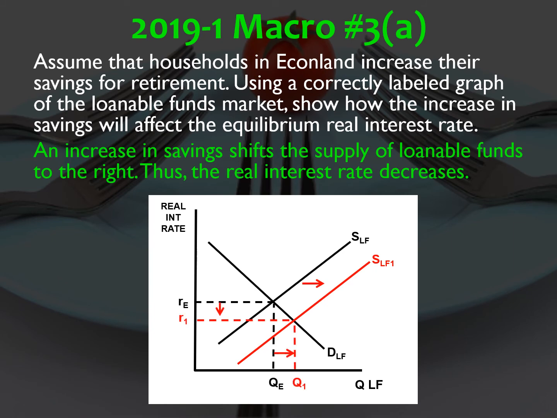So anytime there's more savings, that means more money is going to be available for banks and lending institutions to loan out to possible customers, whether it's businesses or consumers. So increased savings, increased supply of loanable funds, decreasing the real interest rate.